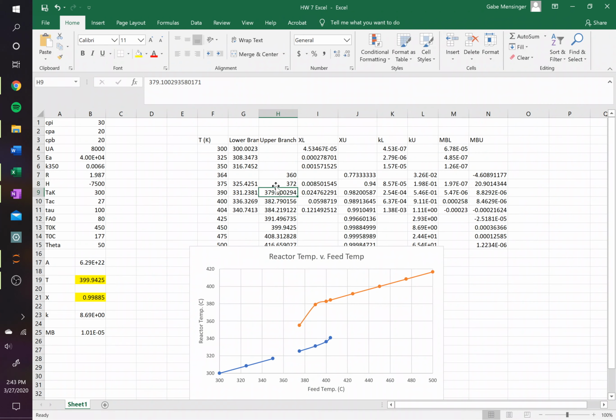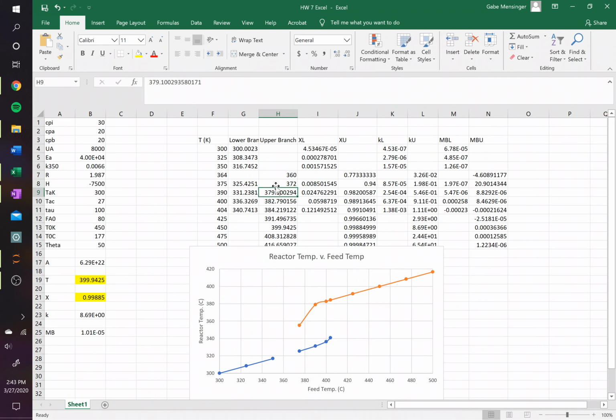And in order to get conversion, we have to get temperature because it's all related to temperature. So we know we're at 390 for the inlet, and we know that we're on the upper branch. So now we need to solve for it on the upper branch.